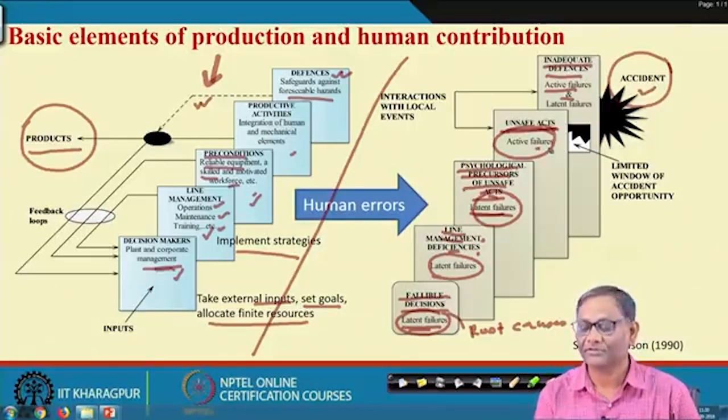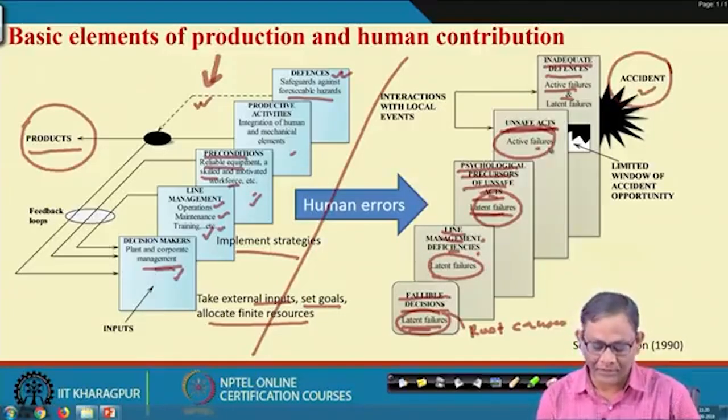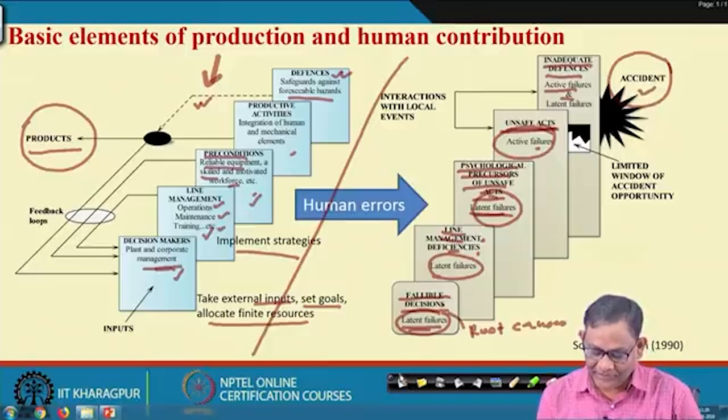That is the first step, because you are able to see the unsafe acts and unsafe conditions, what is there, that is to be removed.